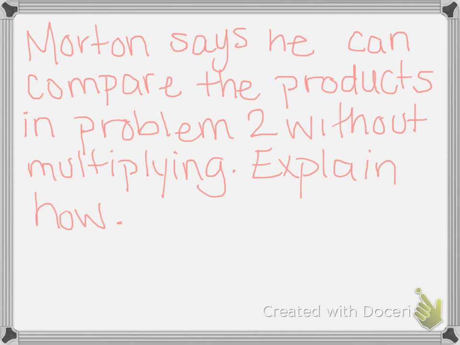Number 5 says Morton says he can compare the products in problem 2 without multiplying. Explain how. So if we know Morton knows the product of 225 times 2 is 450, we know if it's times 4, it would be double that answer because 4 is 2 times as large as 2. So even without multiplying, you could easily solve the second one if you know the first one.